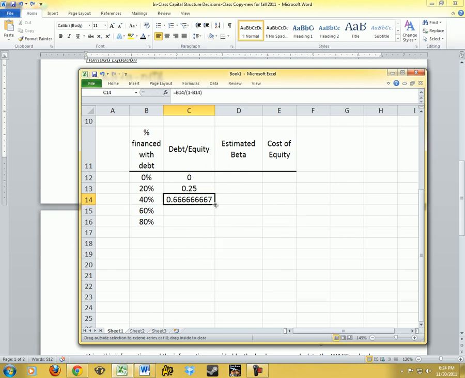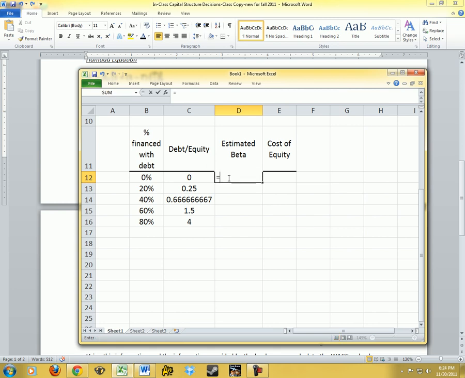This speeds things up. You can grab that, pull it down just like that, and you're going to get 0.4, or 40% financed with debt, is going to be 0.67. 60% financed with debt is 1.5, and 80% financed with debt is a debt to equity ratio of 4. So you can see it moves up very quickly. And you're going to see the same effect with beta. Beta is going to move up very quickly as we take on more and more debt.